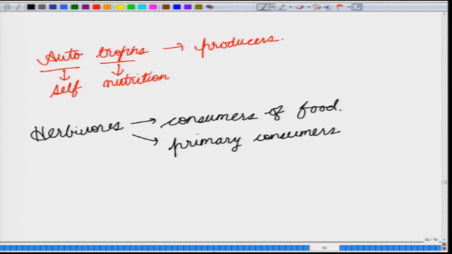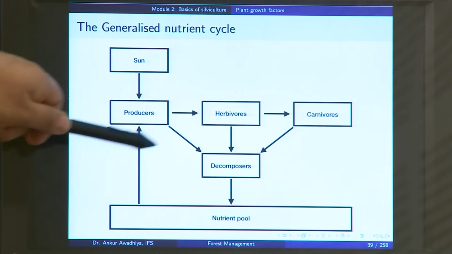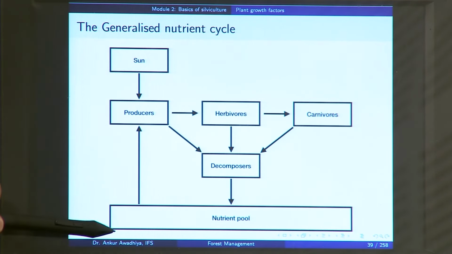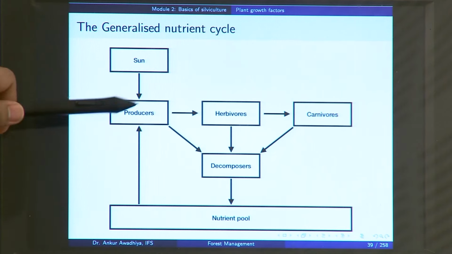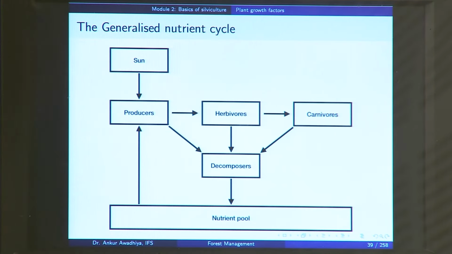So, if you look at the movement of energy and nutrients, the producers produced food. So, they fixed the energy and deposited the nutrients in their biomass, which is now the food for other organisms. And then from here, the energy and the nutrients are moving to herbivores, when these herbivores are consuming these producers.